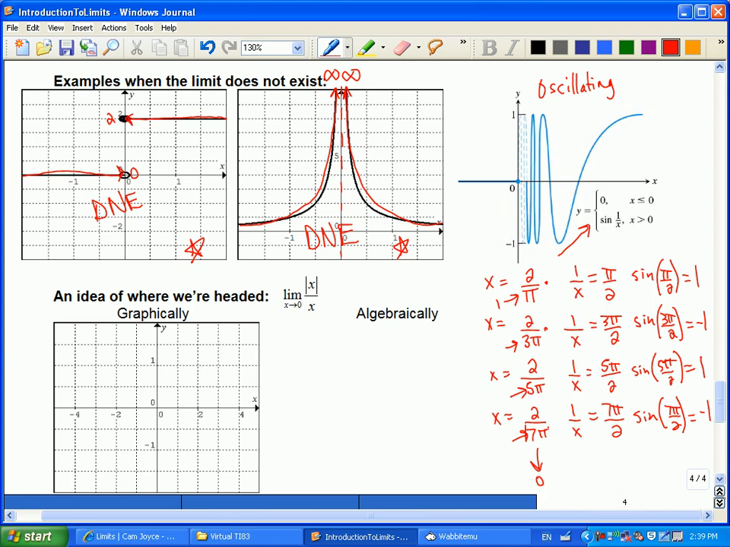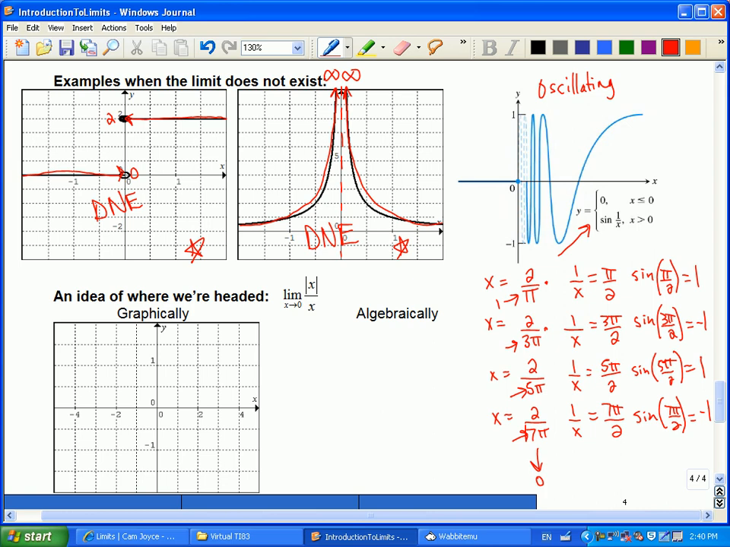The points that I'm choosing, eventually if you keep doing this pattern on and on, you're approaching 0. Somewhere in there will be like 2 over 1,000,001 pi, right? That'll be a very small number. So these are approaching 0, and what happens as I approach 0? 1, negative 1, 1, negative 1, 1, negative 1.